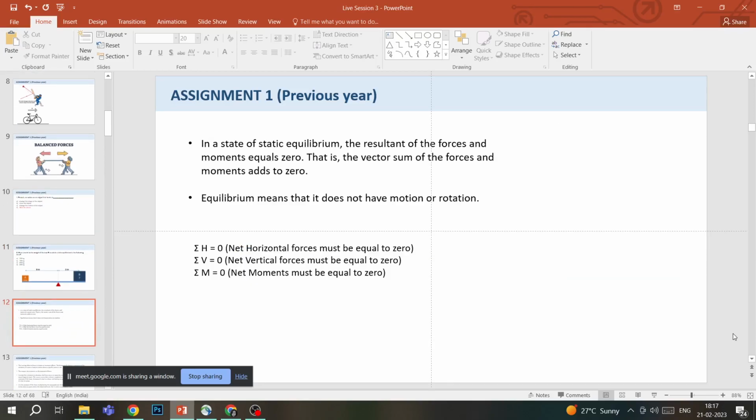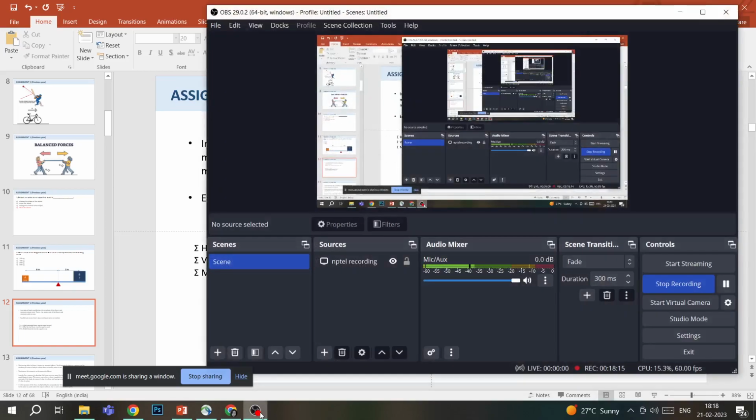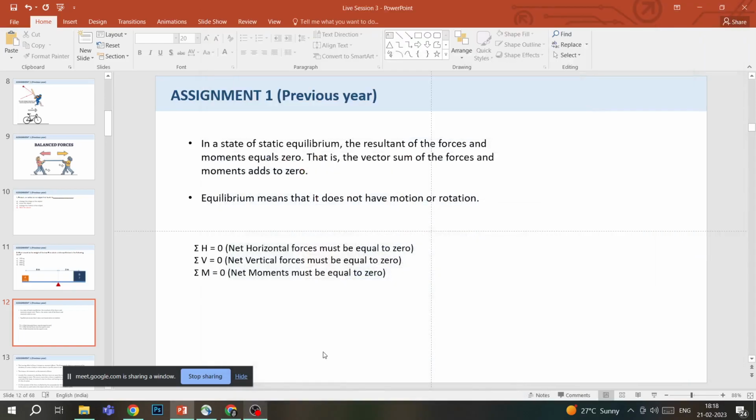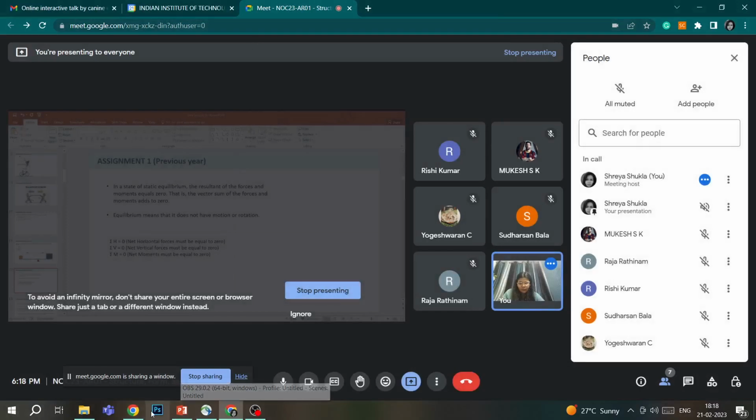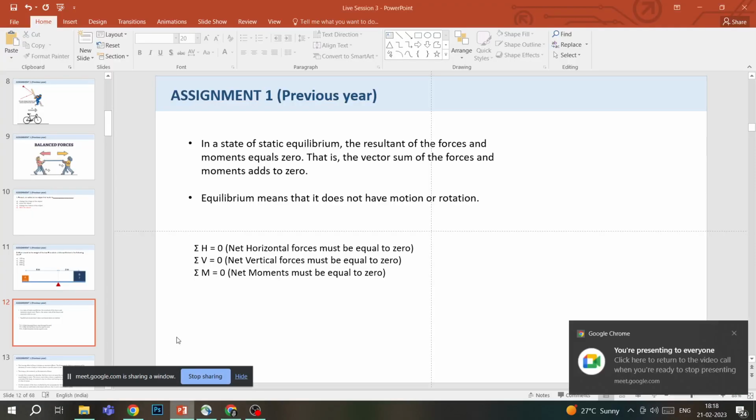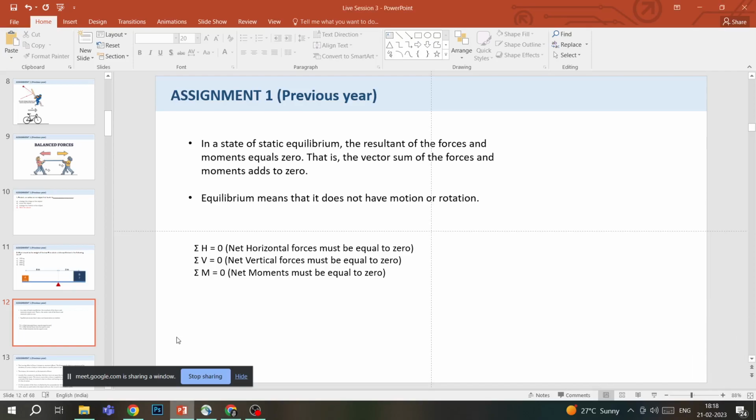So what is static equilibrium? Basically, in the state of static equilibrium, the resultant of the forces and moments equals 0, which means that all the forces applied in a system add up to 0, and all the moments you add are also 0. Equilibrium also means that the system is not in motion and the system is not rotating. Nothing is happening. It's in complete equilibrium. All the forces are 0, so there is no motion and there is no rotation.